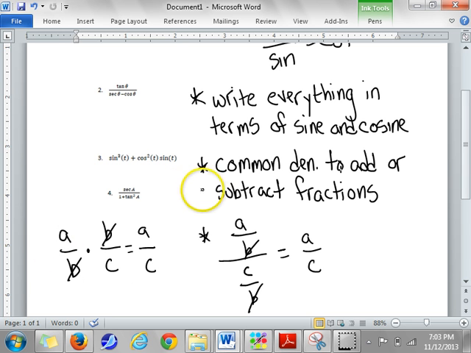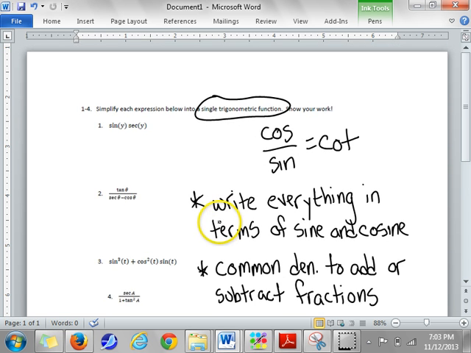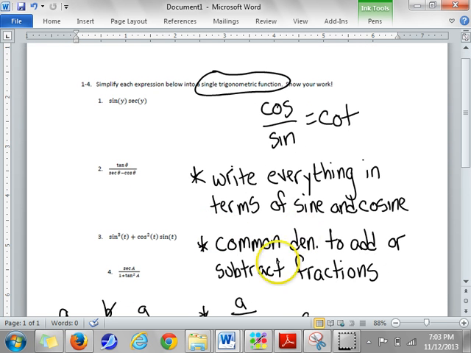Just glancing at these four examples on the practice test, one other thing that you'd want to remember other than how to manipulate fractions is the fact that you can also factor. So I'm looking at number three specifically. That looks like sine cubed plus cosine squared times sine. Both of those have a common factor of sine. And so we could pull a sine out to the front. And that would leave us with sine squared plus cosine squared. And there would be t's next to those.